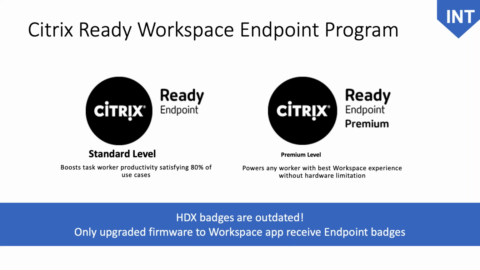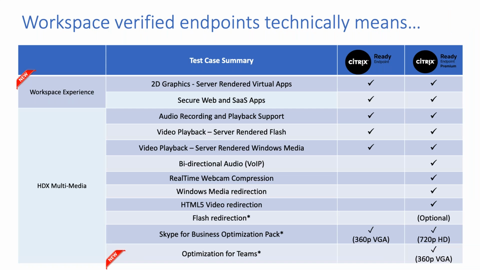So these have now been updated and consolidated into effectively 2 levels, Citrix Ready Endpoint Standard level and Citrix Ready Endpoint Premium level. And as we'll see on the next 2 slides, standard level, as you can see, is still mostly server rendered features, and it's really aimed at a lower cost, lower powered endpoint. And this does, however, now also include features such as the Skype for Business optimization pack, but at a lower webcam encoding rate than the premium equivalent.